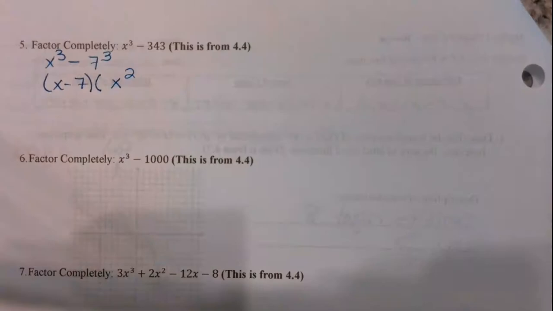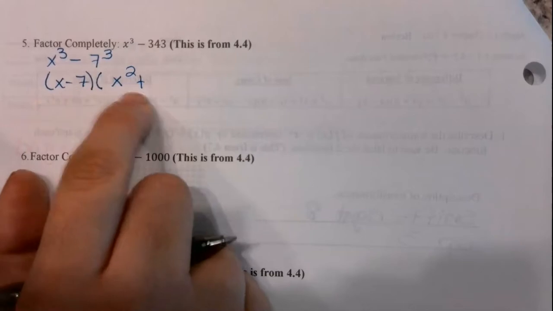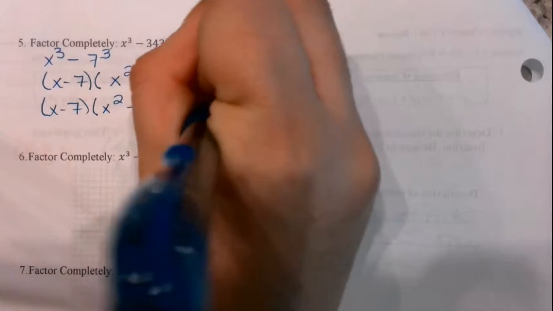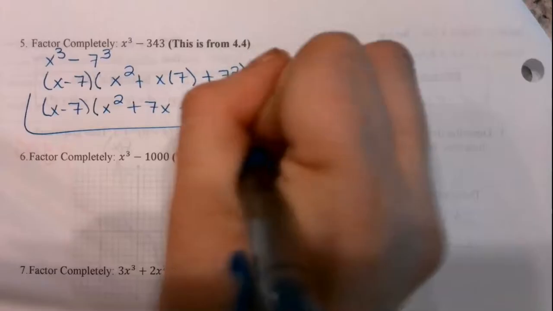Then I want to rewrite this. I'm going to have x minus 7 in my first set. Then the formula goes a squared, so just x squared, plus, this is always opposite the sign right there. Okay? So plus a times b, so x times 7, plus 7 squared. Then I want to simplify. So I'm going to have x minus 7 times x squared plus 7x plus 49. And that's my answer.